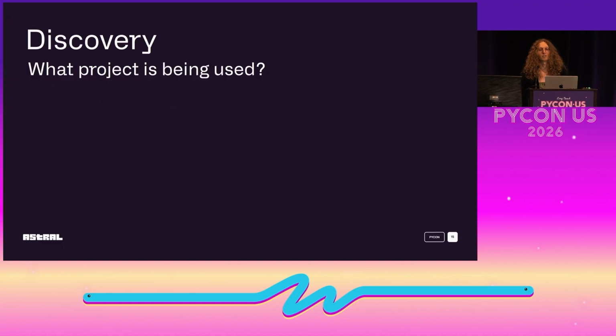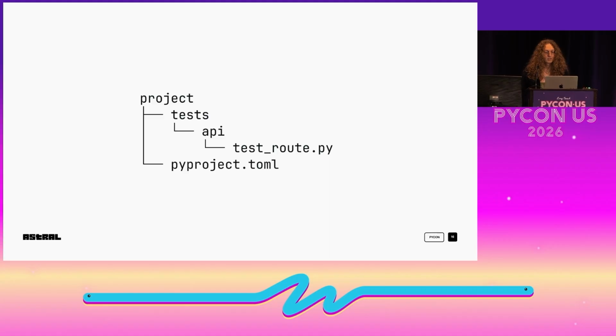Next, we need to discover the project root. Similar to settings discovery, UV traverses upwards to determine which project is being used, except here we're looking for a pyproject.toml. Even if you've changed into a subdirectory, like the test directory here, UV will still know you're in this project when you're running commands.